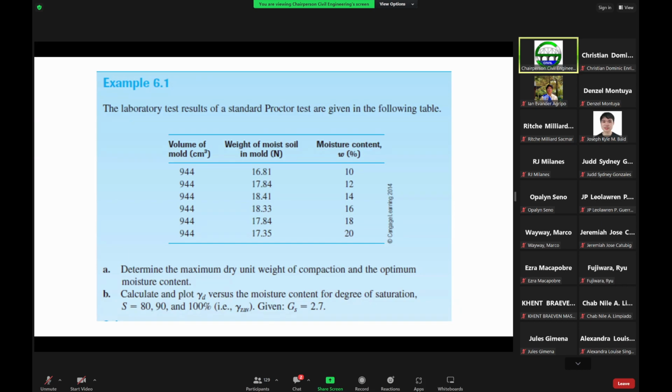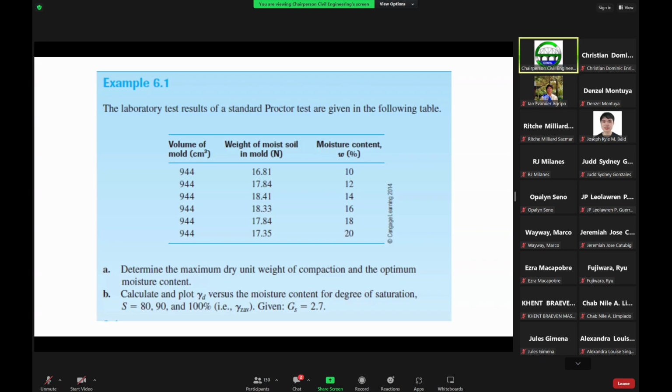Here, in this example, we are given the laboratory test results of a standard proctor test. We have about 6 points. For example, you did this in the lab and determined 6 points to be able to plot the compaction curve.